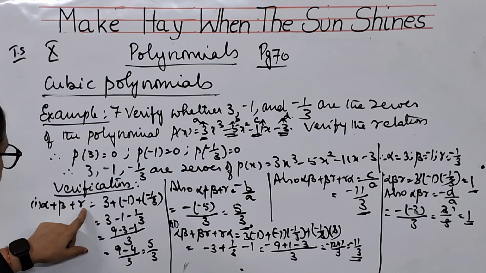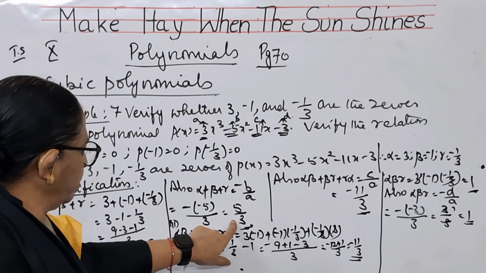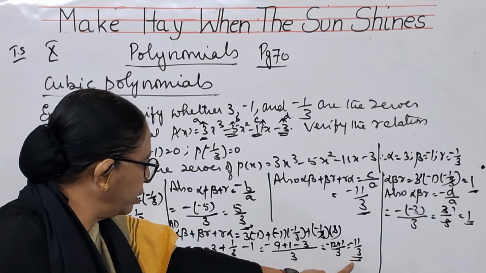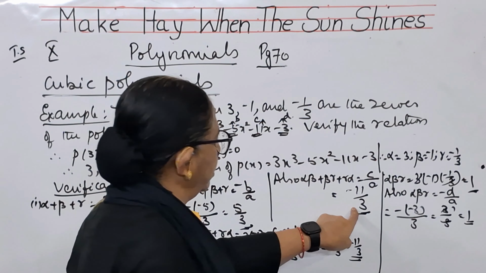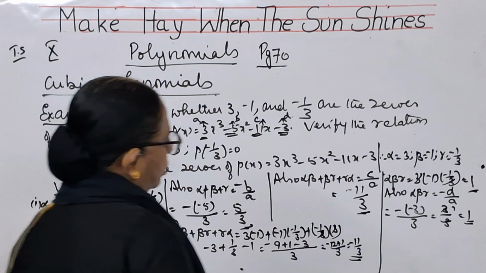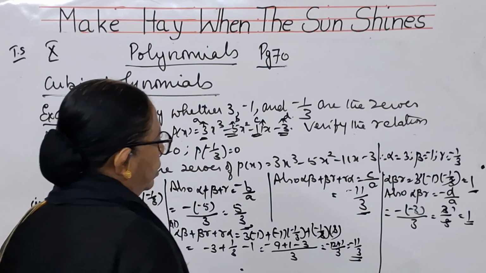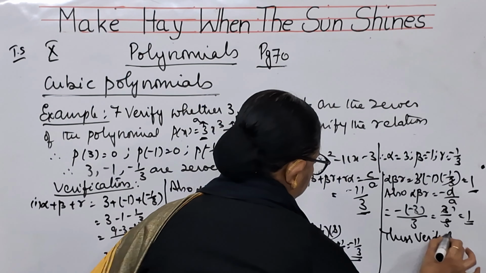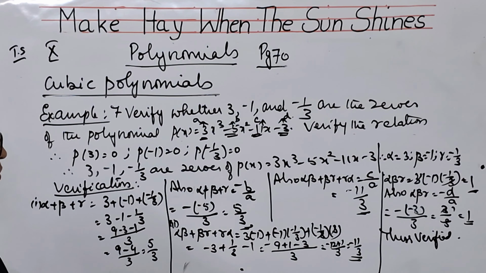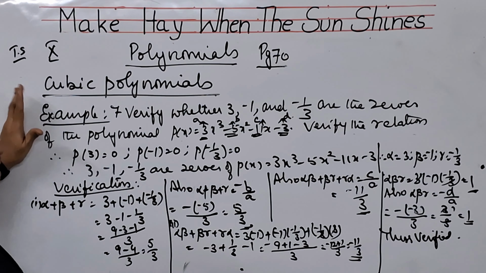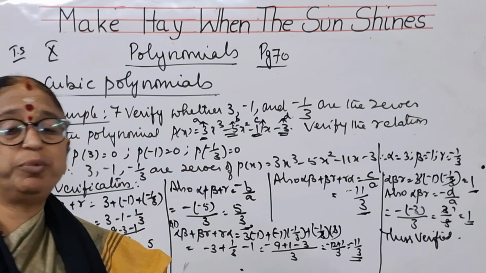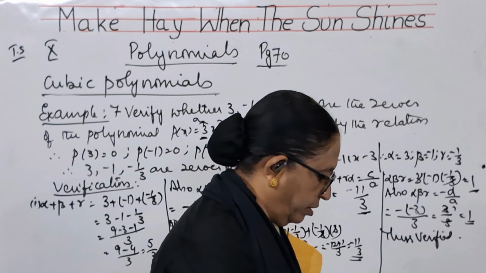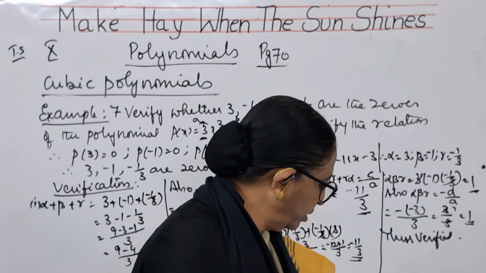So, alpha plus beta plus gamma is 5/3, formula wise also 5/3. Alpha beta plus beta gamma plus gamma alpha, we have got -11/3, formula wise also minus 11 by 3. Alpha beta gamma, we got 1 and formula wise also 1. So we can say that thus verified. You have verified the sum, children. I have seen this sum many times in essay type. Very important sum it is. Please go through it and learn it. Very important sum, children, it is.